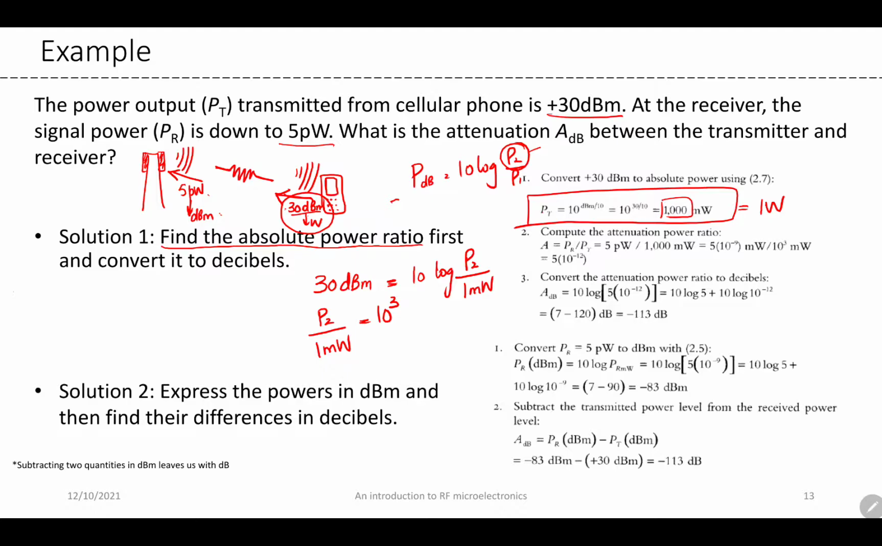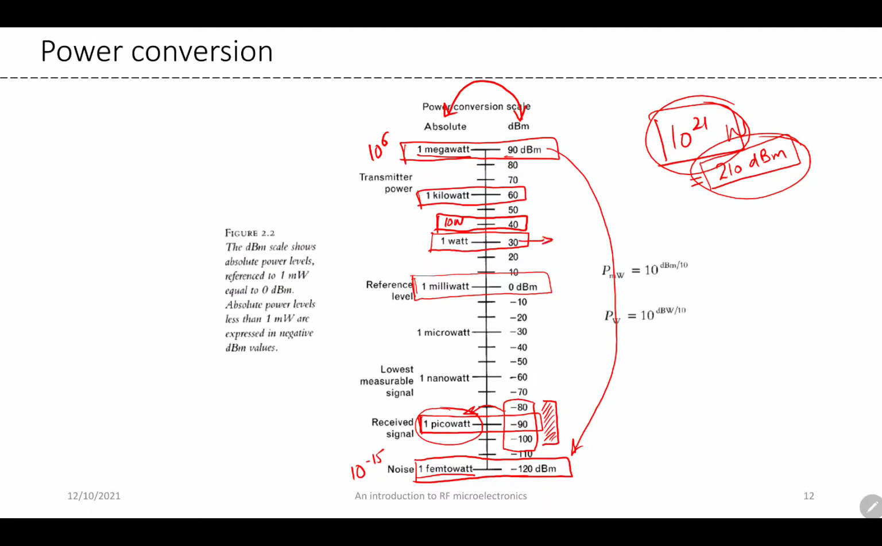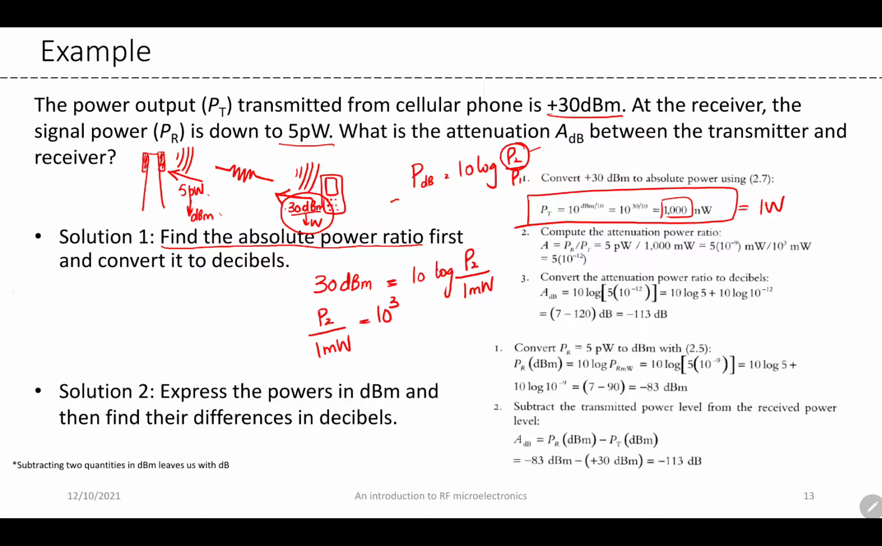This is the same number which we saw here. So 30 dBm is 1 watt. So you convert this 30 dBm, so this is 1 watt of power, and then when it goes through the atmosphere, it converts to 5 picowatts. Now you can simply calculate the ratio, the power received by power transmitted, and the ratio is 5 into 10 to the power minus 12.